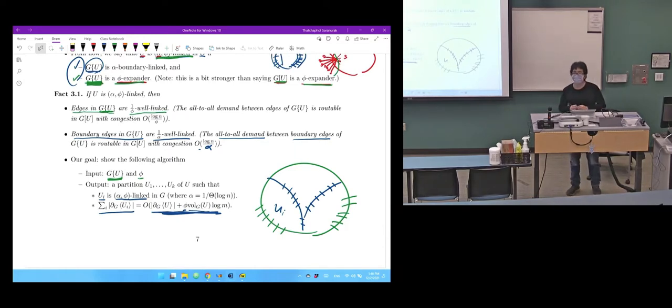Do you need both the set of edges, like the size is delta G of U plus phi volume of G? So is it tight? You definitely need both. Yeah, you will need both.